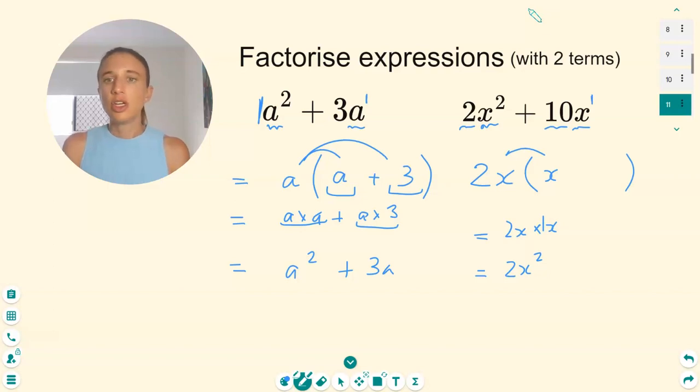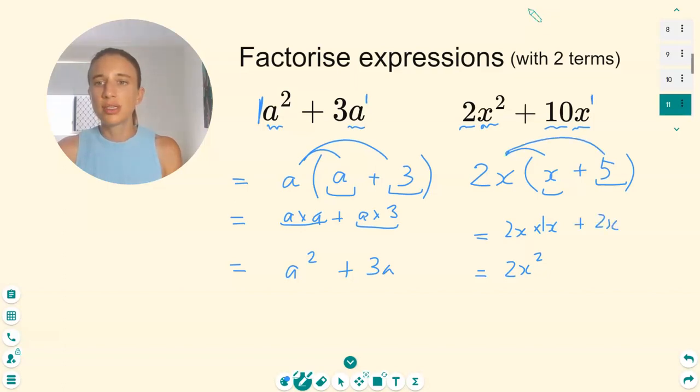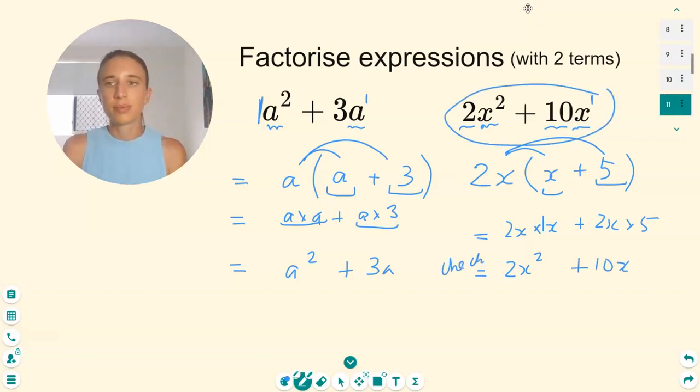And then we look here. 2x times what number gives me 10x? 2 times 5 gives me 10. And we don't want any x squared terms in here, so that's all we do. So plus 2x times 5 will indeed give me 10x, which is what we started with. So that's your checking step.